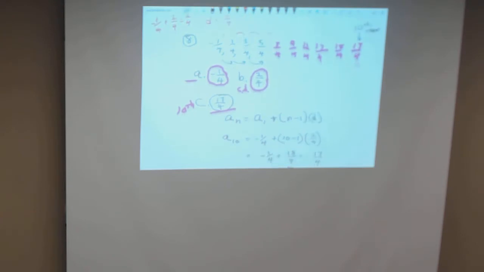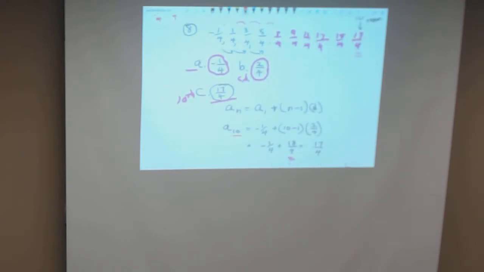You want to use the formula? Sure, why not? A sub 10 is the first term plus 10 minus 1 times the common difference. So that's negative 1/4 plus 9 over 1 times 2 over 4, which would be 18/4, wouldn't it? Sometimes I can't do it in my head. I have to write them out to see what's going on. So negative 1/4 plus 18/4 would be 17/4. And so that's the 10th term.